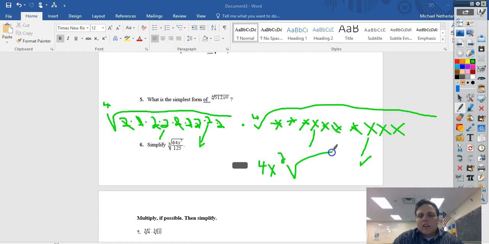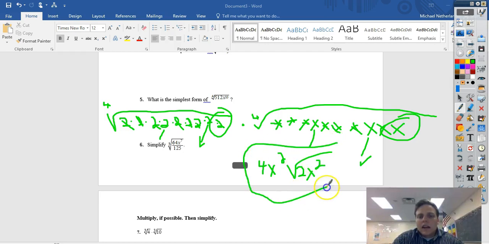And then what's left underneath the square root? Well, I had 1 2 left underneath the square root. And I had 2 x's left underneath the square root. So I get 2x squared. And that's our answer. Okay?